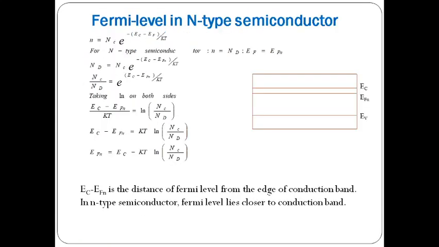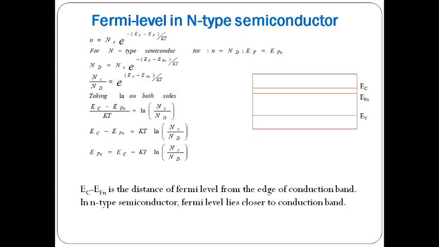Fermi level in N-type semiconductor material. We know free electron concentration n equals Nc into e power of minus Ec minus Ef by kT. For N-type semiconductor, we are considering the free electron concentration is almost equal to the donor concentration, and the Fermi level we represent with suffix n, it is EFn. By substituting these values in the above equation, Nd equals Nc into e power of minus Ec minus EFn by kT.